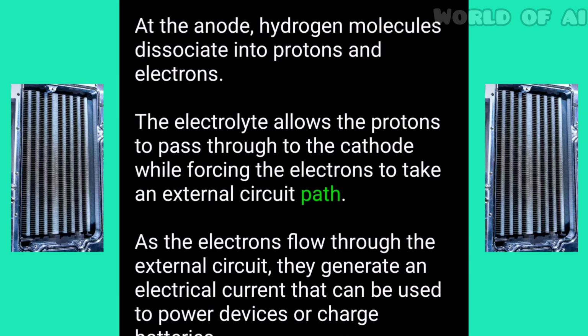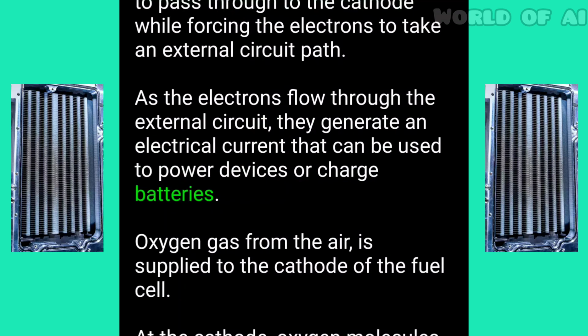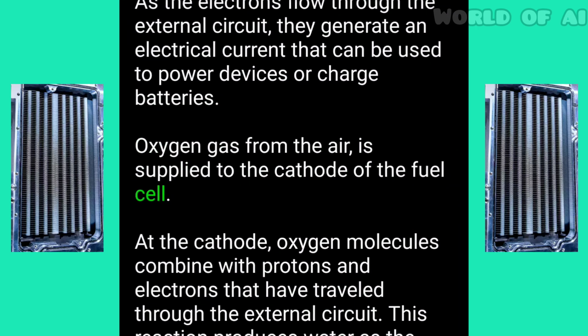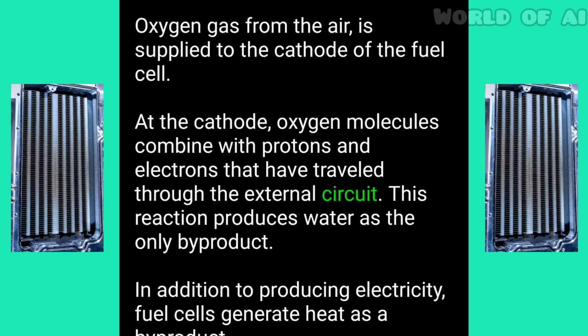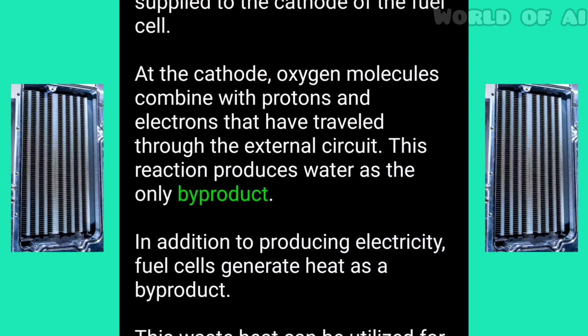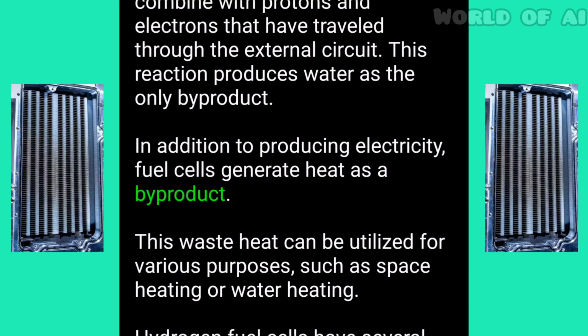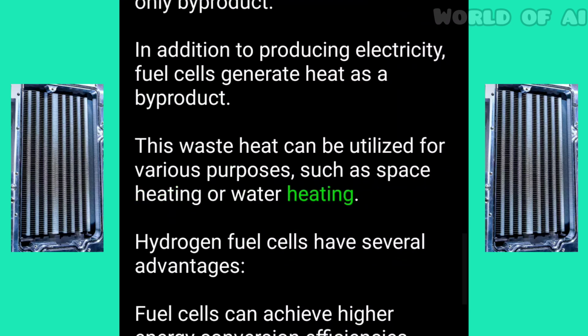path. As the electrons flow through the external circuit, they generate an electrical current that can be used to power devices or charge batteries. Oxygen gas from the air is supplied to the cathode of the fuel cell. At the cathode, oxygen molecules combine with protons and electrons that have traveled through the external circuit. This reaction produces water as the only byproduct. In addition to producing electricity, fuel cells generate heat as a byproduct. This waste heat can be utilized for various purposes, such as space heating or water heating.